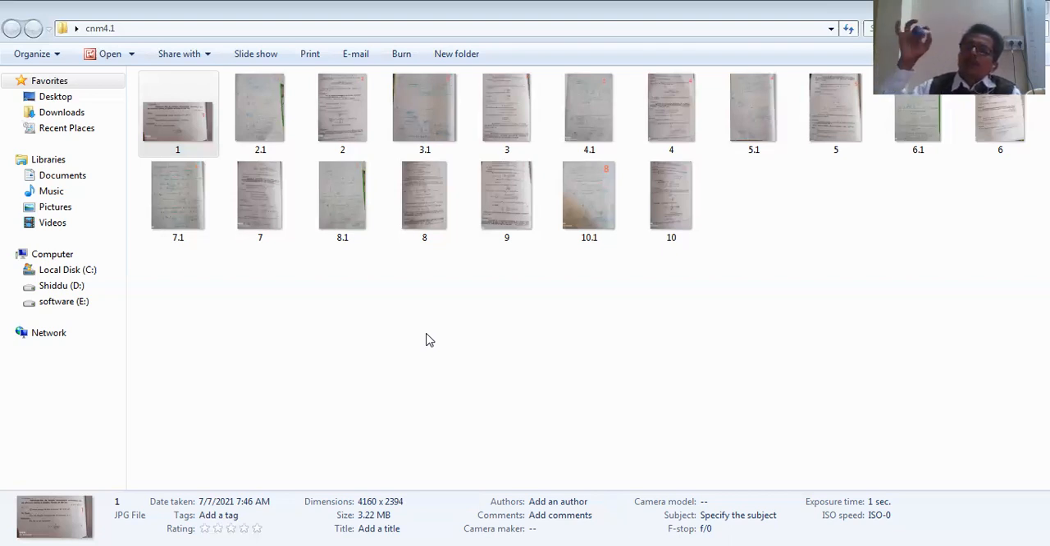Electron is moving in the form of wave, and its kinetic energy is given. How much? 1.5 into 10 to the power of 3 into 1.6 into 10 to the power of minus 19 joules of kinetic energy. This is the kinetic energy, and determine its momentum as well as the de Broglie wavelength. So both we are going to calculate.